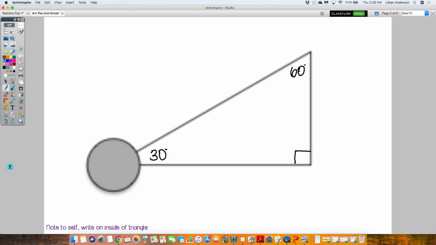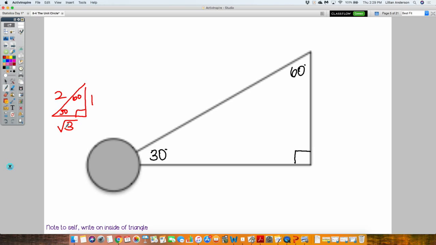When we were looking at the 30, 60, 90-degree triangles, what was the relationship between the sides? The side across from the 30 was what? The side across from the 90 was what? And the side across from the 60 was square root of 3. Basically, whatever the hypotenuse was, we took half of it to get the side that's across from the 30-degree angle. And then whatever that side is, you multiply by the square root of 3 to get the side that's across from the 60.